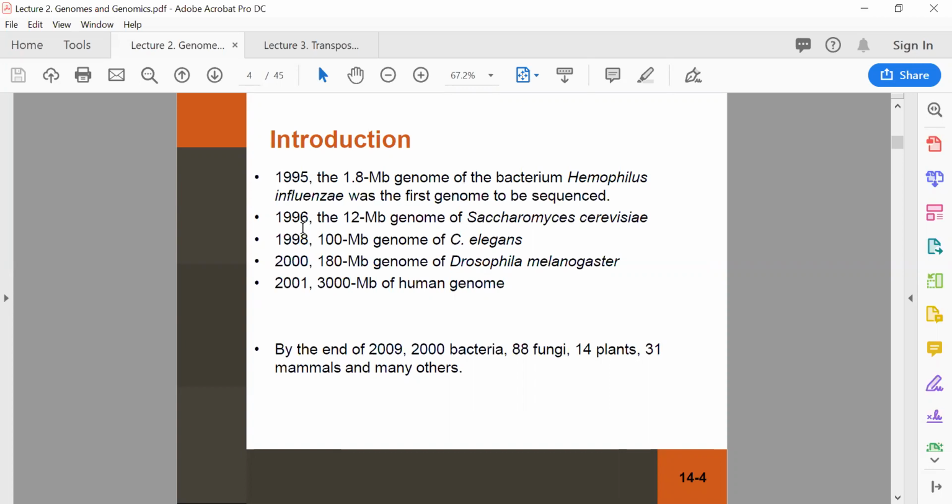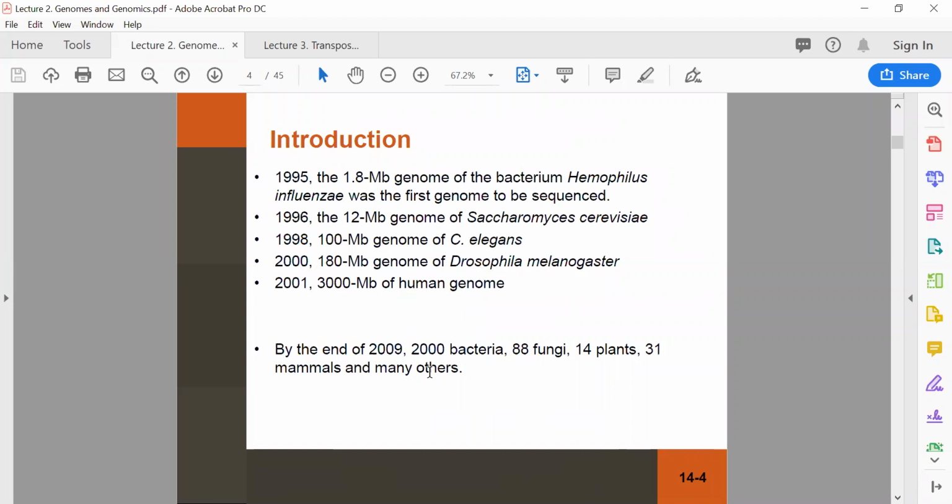Then, the following year, 1996, the 12 megabase genome of the yeast, Saccharomyces cerevisiae, was reported. In 1998, the 100 megabase genome of this nematode worm called Caenorhabditis elegans. In the year 2000, an even larger genome, about 180 megabases, of the fruit fly, Drosophila melanogaster. And then the very famous reporting of the human genome in 2001, 3,000 megabases worth of DNA sequence.